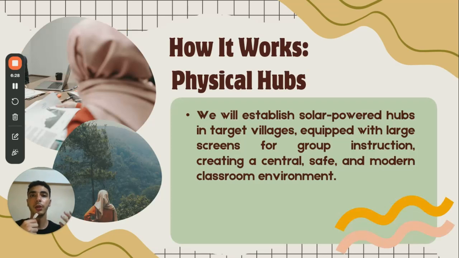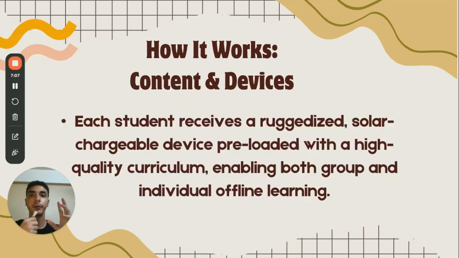So how does it work, especially in the physical hubs? We will establish solar-powered hubs in target villages, equipped with large screens for group instruction, creating a central, safe, and modern classroom environment. For the content and devices, each student receives a ruggedized solar-chargeable device preloaded with the high-quality curriculum, enabling both group and individual offline learning. So they can learn offline in the educational hubs.